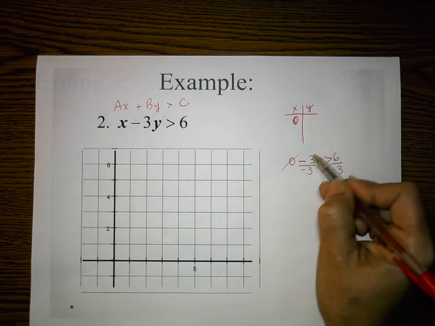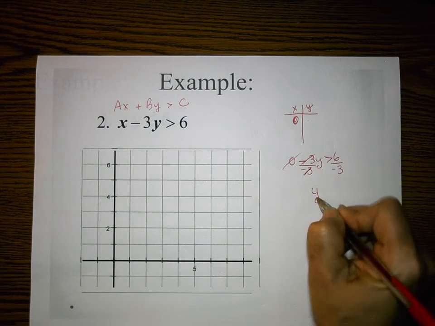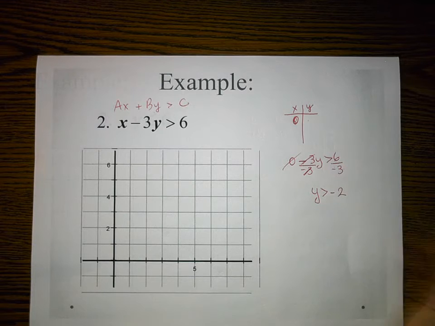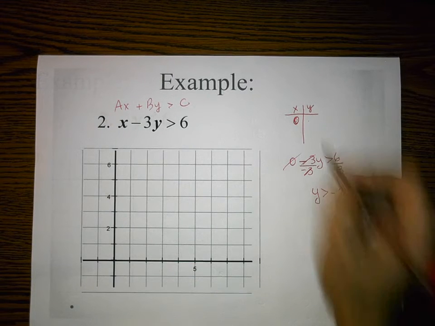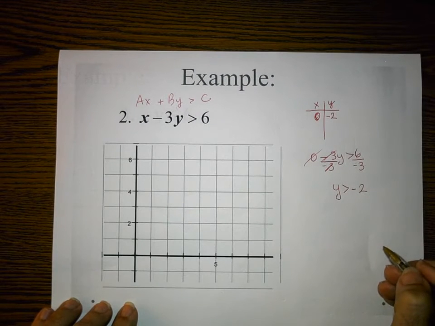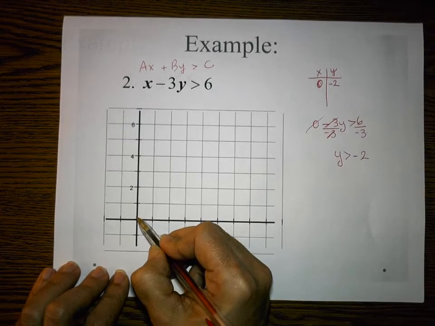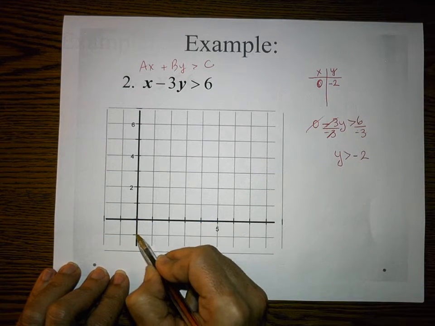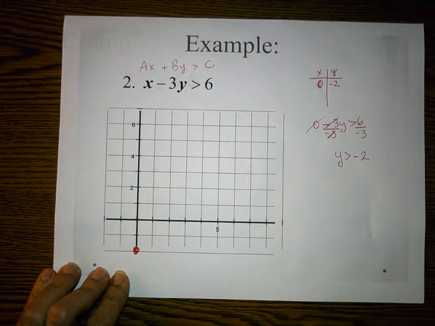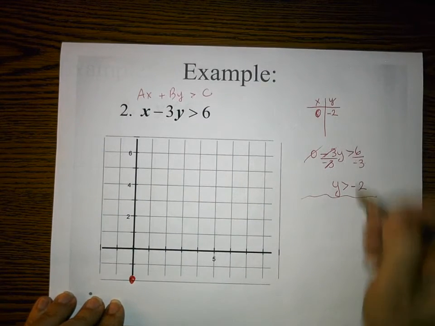So -3 divided by -3 is 1. So that is gone. I have 1y is greater than, and 6 divided by -3 is -2. So my y value has to be greater than -2, right there. So I'm going to go to 0 for x, -2 for y, which is way down here. On my grid, 0, -2 would be right here, okay? There's my point.